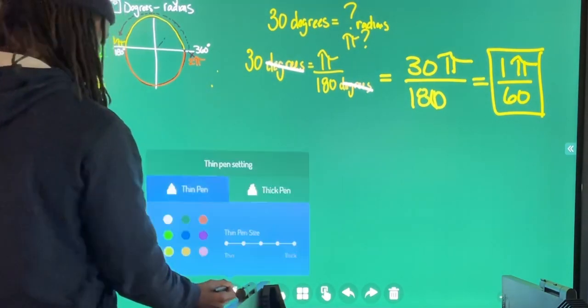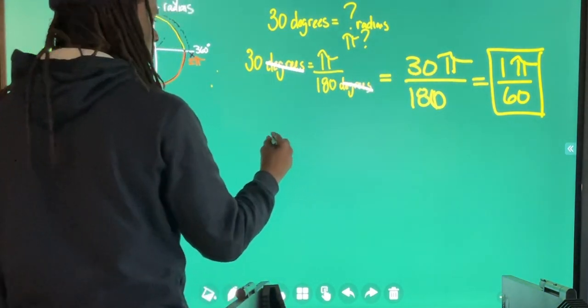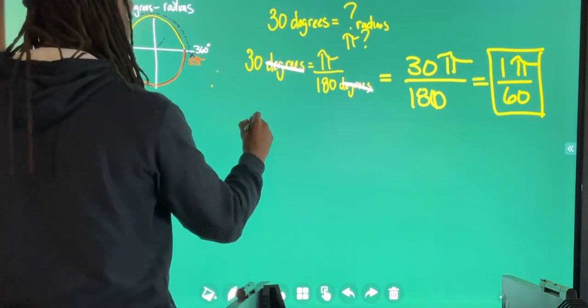Now, if I want to go from radians to degrees, let's say we were going, what would 3 radians be?